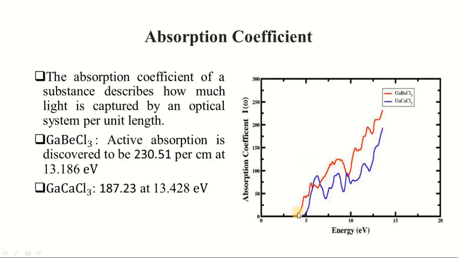Moreover, the threshold point for GaBeCl3 is observed at 3.03, and for GaCaCl3 the threshold point is observed at 4.9 electron volt, which is consistent with the band gaps of both of these compounds. So it is proved from the absorption coefficient as well. The threshold point is the point at which the absorption of the material begins, or in other words, the material can absorb electromagnetic radiation at this threshold energy.